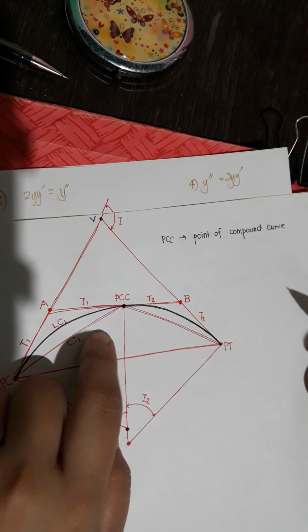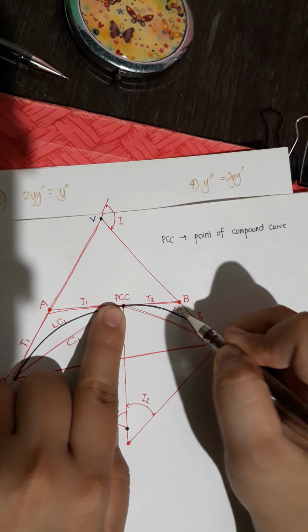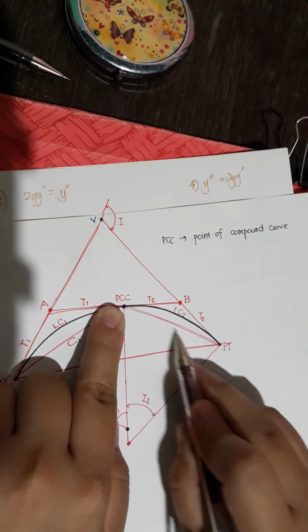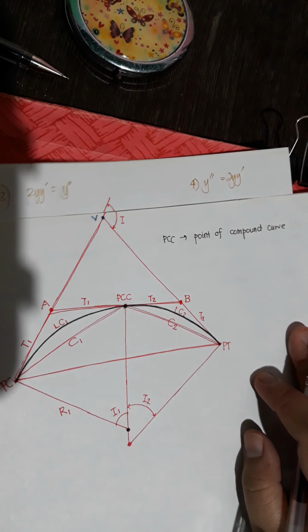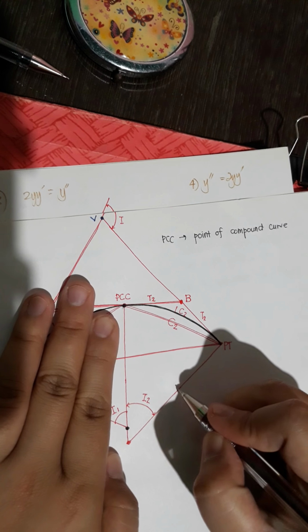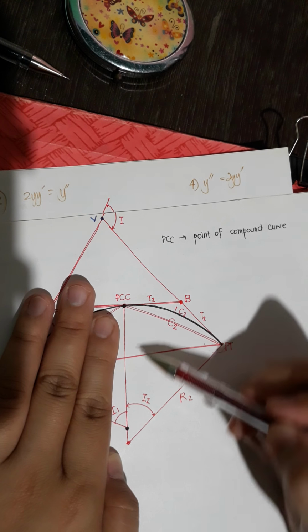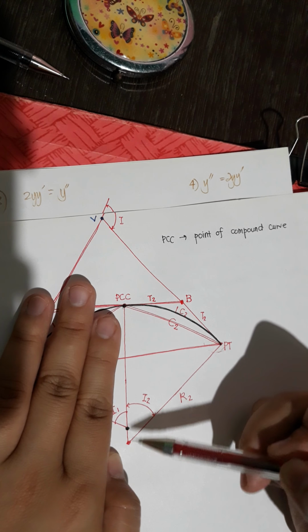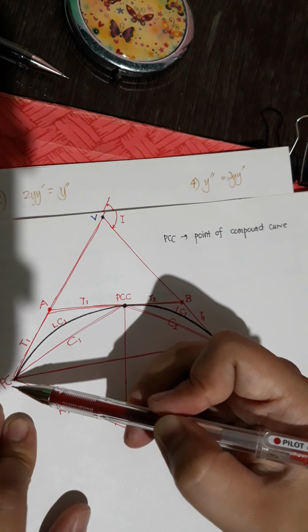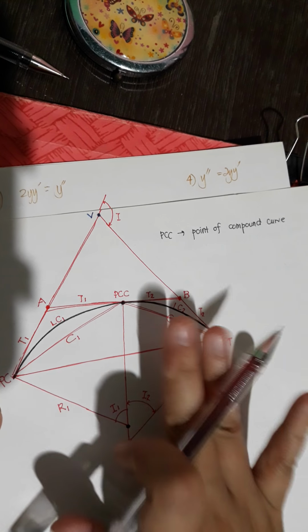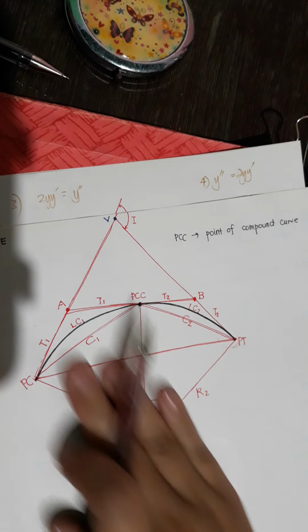And then, of course, it has its own length of curve, that is LC2, and it has its long chord, that will be C2. It also has its own radius R2. So this is R2, this is also R2. This is just R1, the radius for the first simple curve. So this is your first simple curve, and this is the second simple curve that is combined together. So this is now a compound curve.